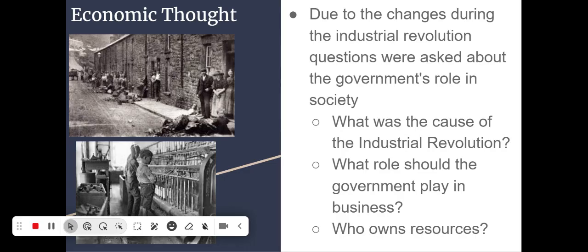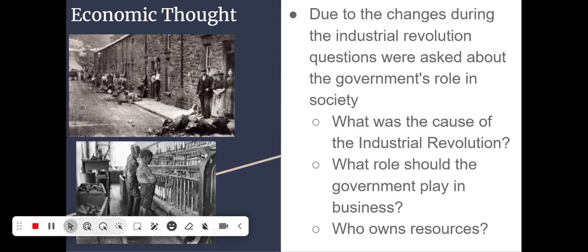And people began to say, well, what's the government's role? What should the government do? Should the government be responsible for its people, or should they just focus on protecting the country? So there begins to be this question about how involved should the government be in the economy? And people begin to ask, what role should government play in business? If you look in this picture in the bottom left, should businesses be allowed to employ children, or should children have to go to school?